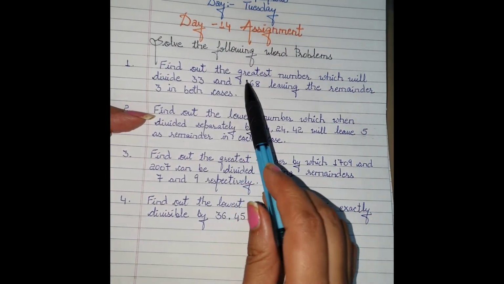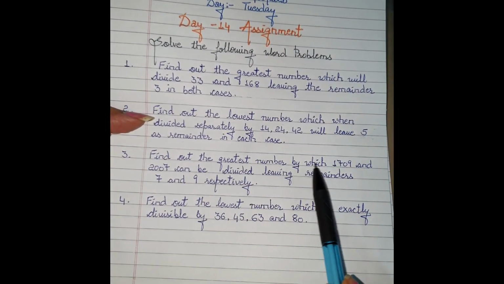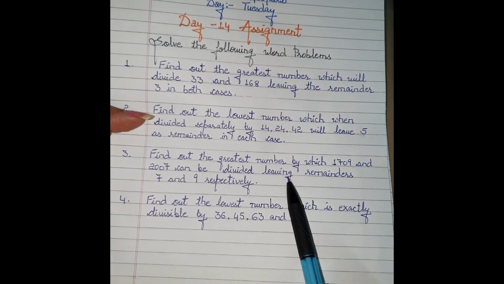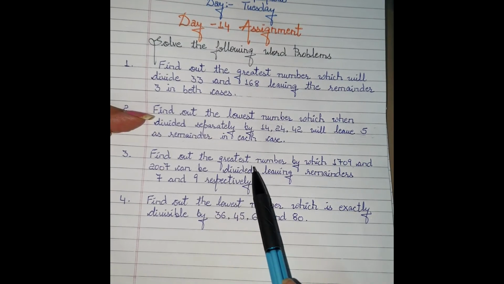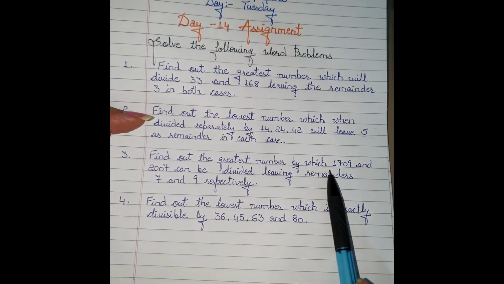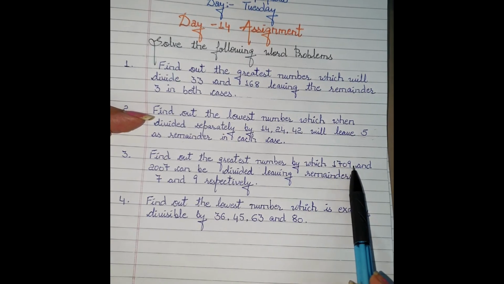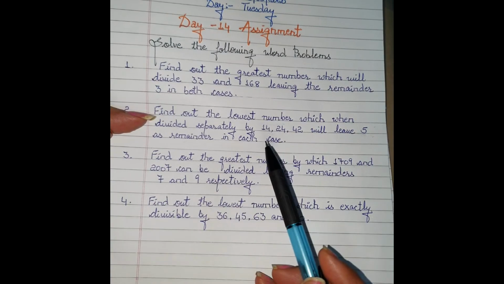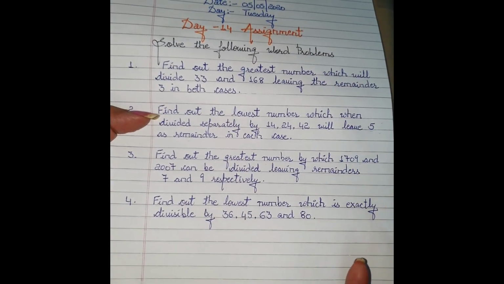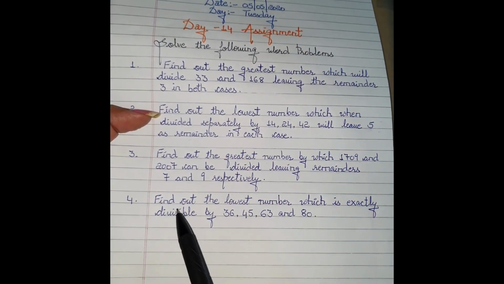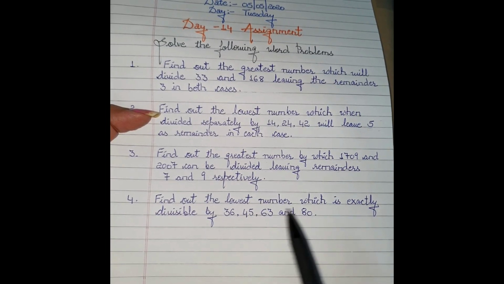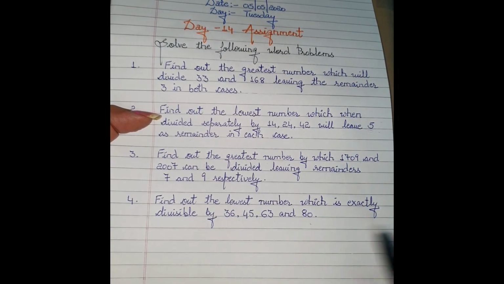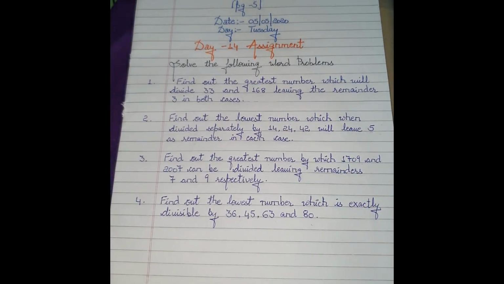Then question number 3 is the same as question number 1. Find out the greatest number by which 1709 and 2007 can be divided, leaving remainder 7 and 9 respectively. So this is greatest number, that means HCF. So subtract this 7 from 1709 and 9 from 2007. Then whatever result you get, you have to find the HCF of those particular numbers. And finally question number 4, find out the lowest number which is exactly divisible by 36, 45, 63 and 80. So here simply you have to find the LCM.